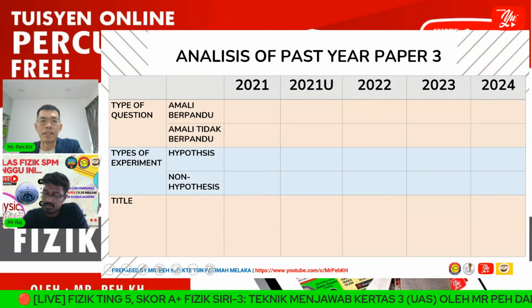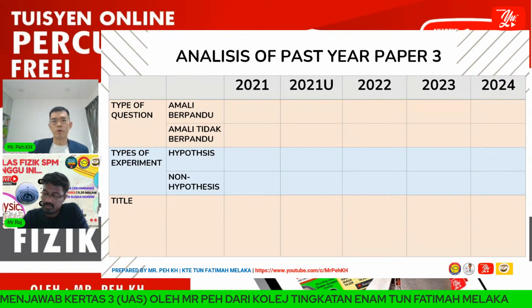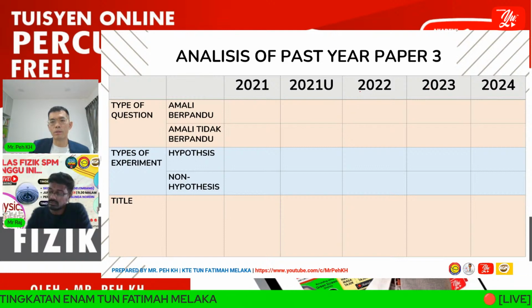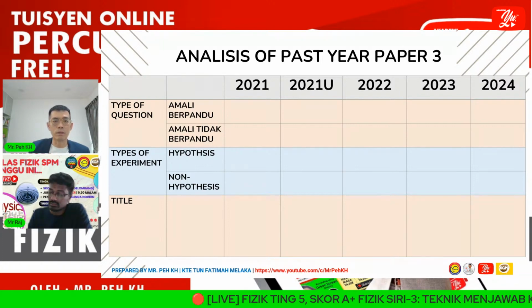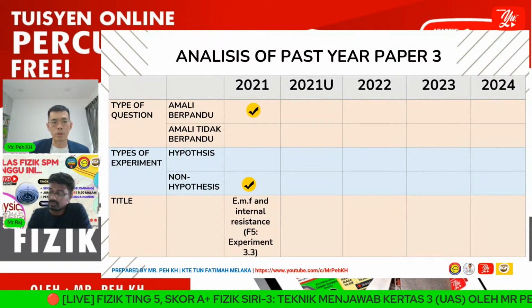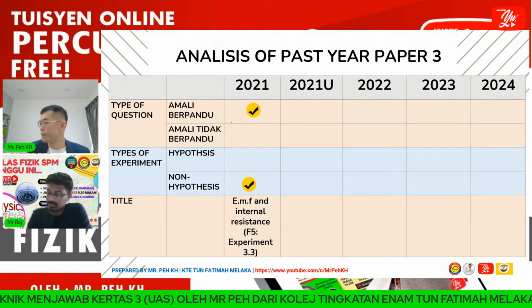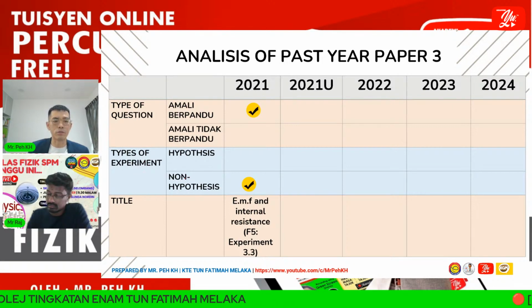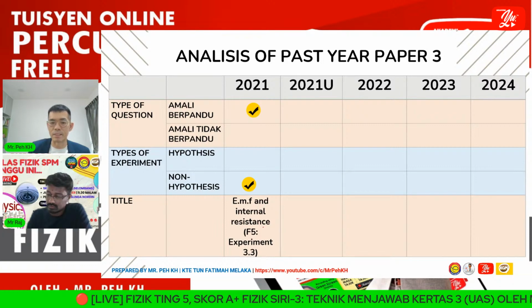Okay, so next is the analysis of past questions of Paper 3. I just want to show you that from 2021 to 2023, about four types of experiment have already come up. For 2021, the type of question asked is related to amali berbantu, that means the procedure and the diagram are provided. The type of experiment here is a non-hypothesis experiment, so the candidate needs to determine the EMF and the internal resistance.